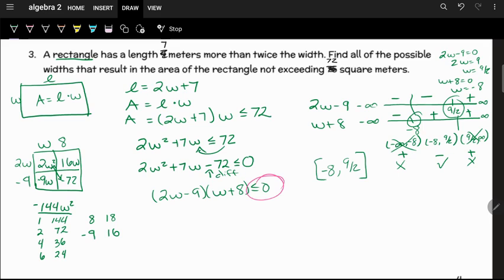Now we have to go back and say this is a word problem. Word problems have word solutions and they have to make sense. We are looking for all possible widths that result in an area not exceeding 72 meters. If we're just looking at the numbers, our possible solutions are between negative 8 and 9 over 2. Well, that doesn't make any sense if we're talking about the length of a board. So what we would say, just a note to ourselves, width can't be negative.